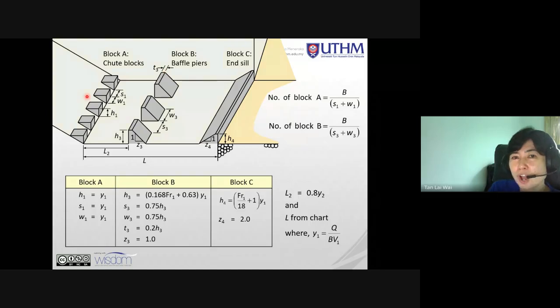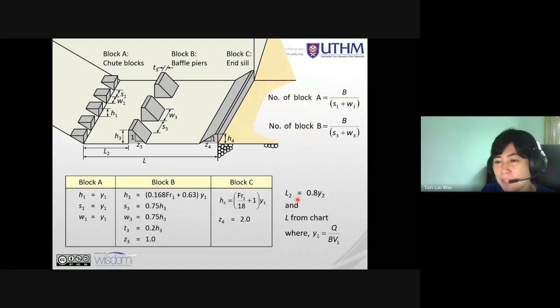So therefore, you have Y1 and Y2 after hydraulic jump. So I hope by now you should know where you can get your Y2 using the conjugate depth equation. I hope you still remember that, all right? Okay, now let's look at how we are going to get L from the chart.